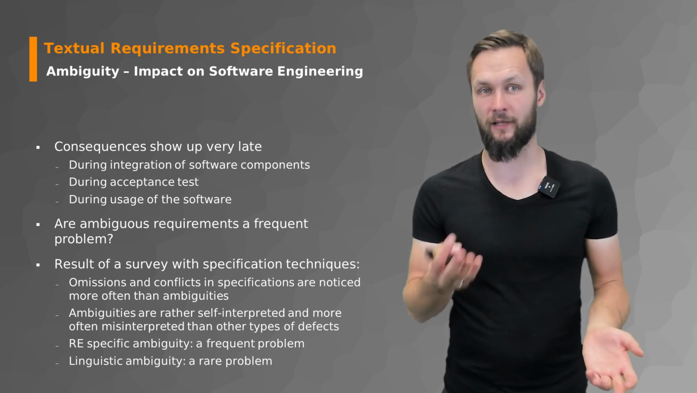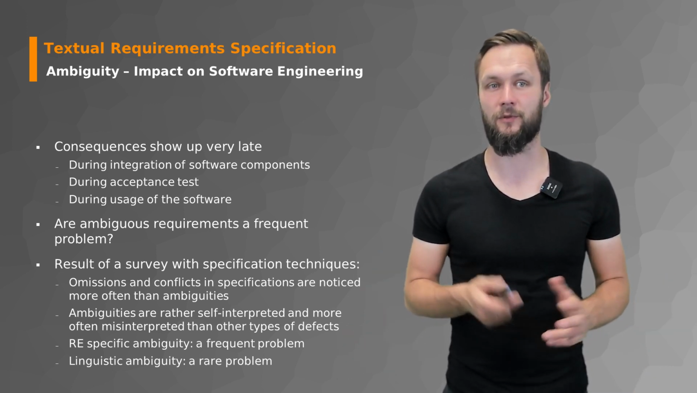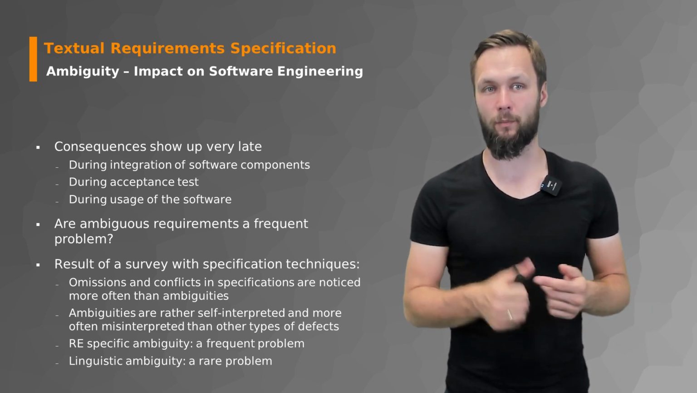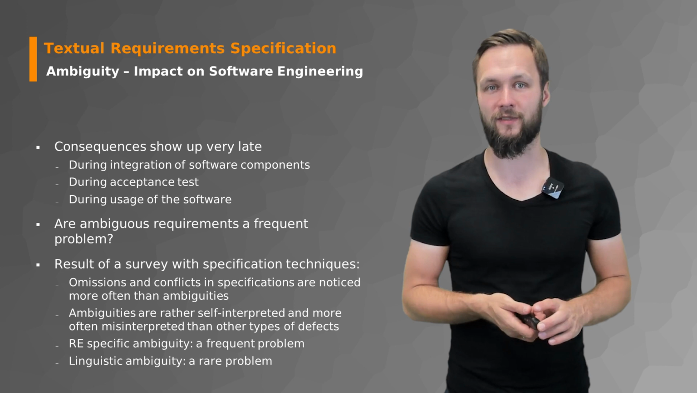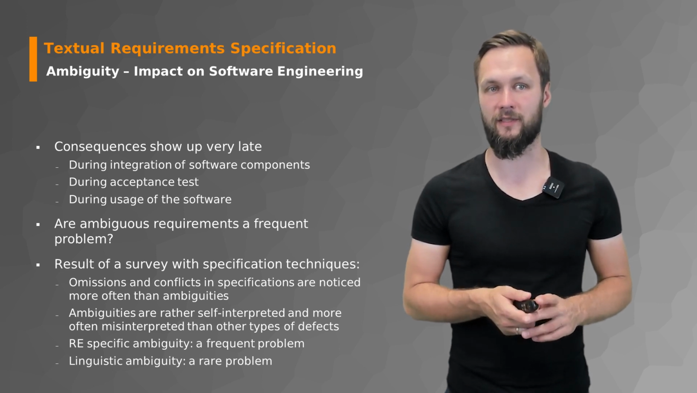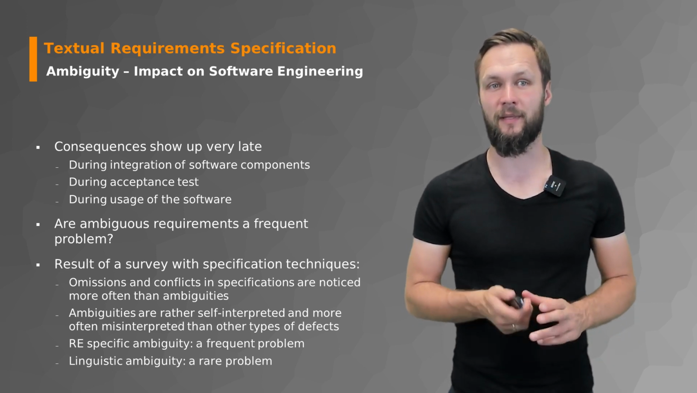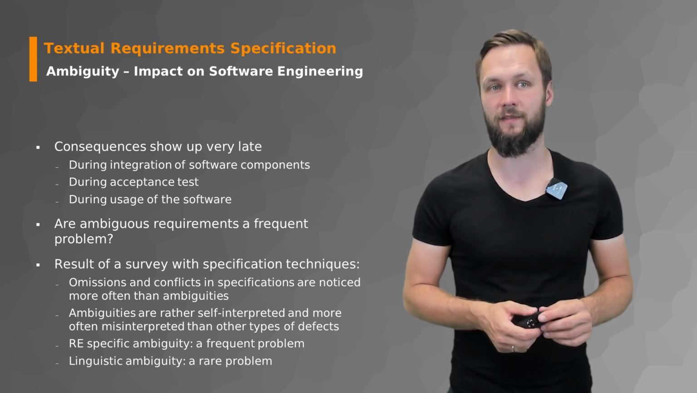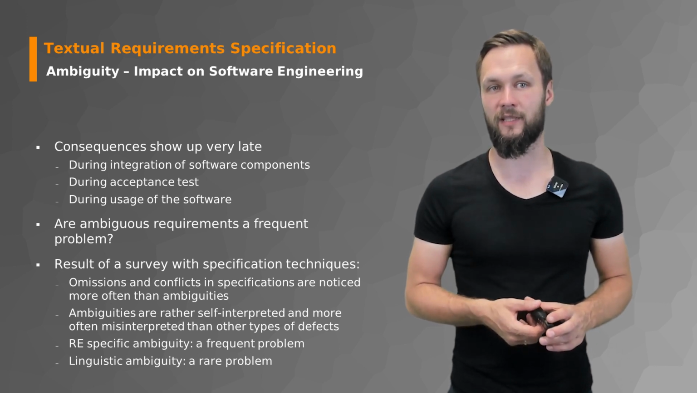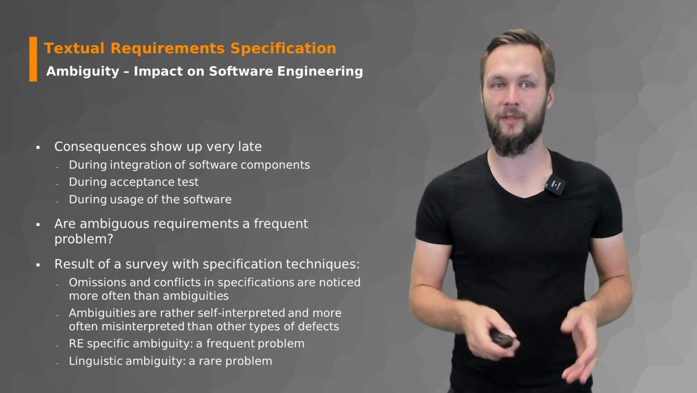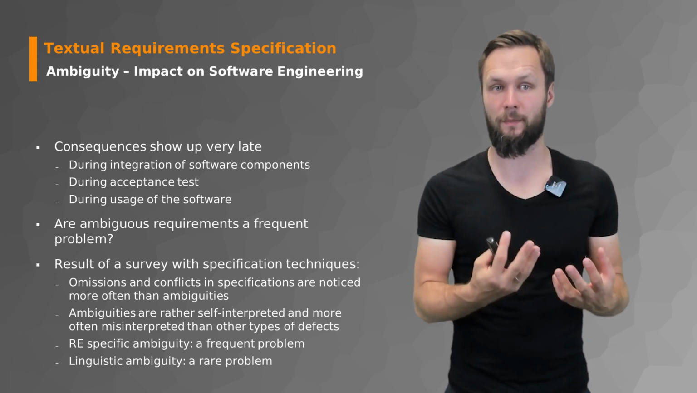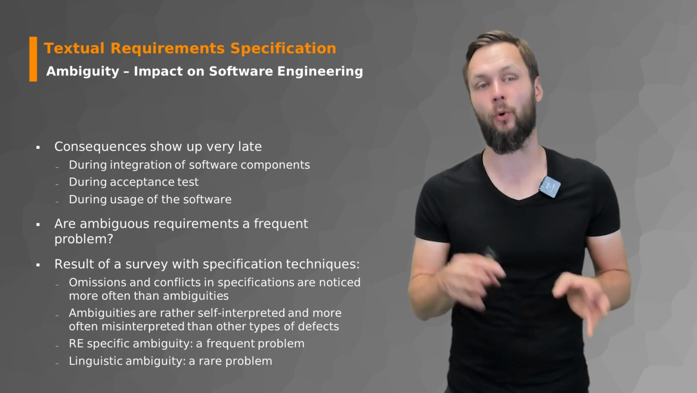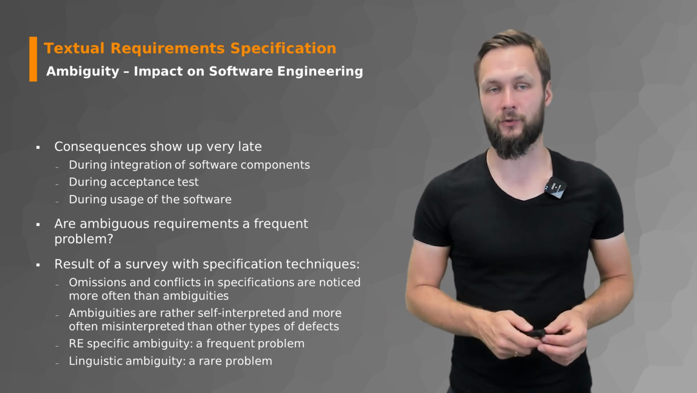Is it a big and frequent problem? Yes, because if you look at surveys on specification techniques, you tend to learn that omissions and conflicts in specifications are noticed more often than ambiguities, because they're easier to track. Ambiguities are rather self-interpreted and more often misinterpreted than other types of defects. Requirements engineering specific ambiguities are a frequent problem. Linguistic ambiguities, like language-based ones, are less of a common problem, and actually a rare problem if you go back to those surveys.